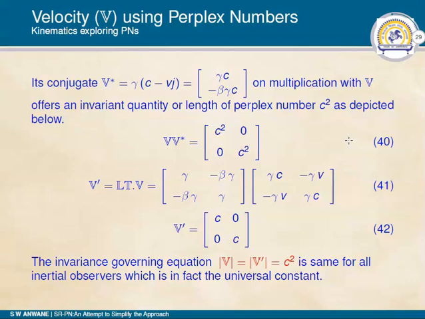Now if you like to operate the Lorentz transformation on perplex velocity, you will be able to obtain V dash, and V dash appears as in equation 42, c, 0, 0, c.